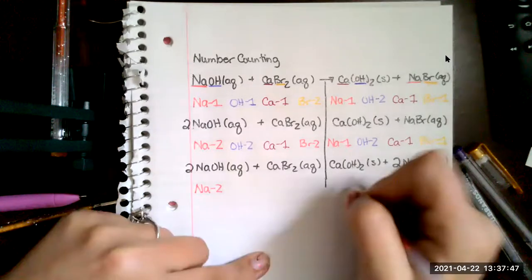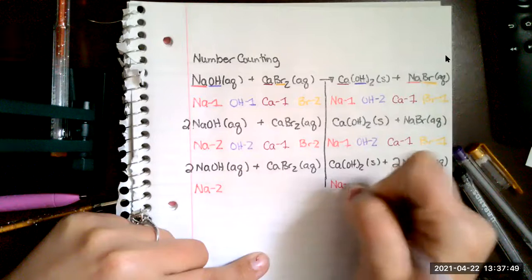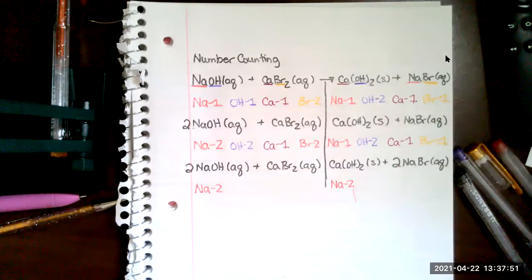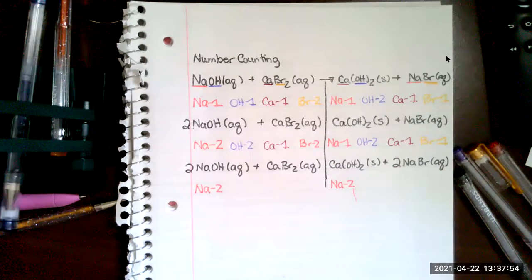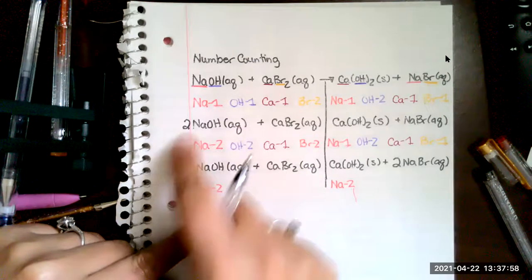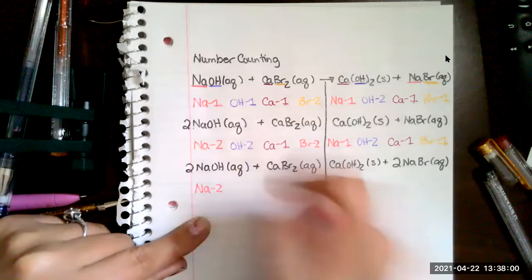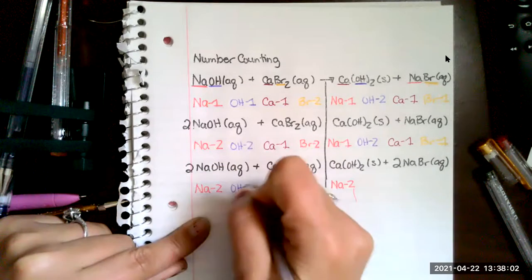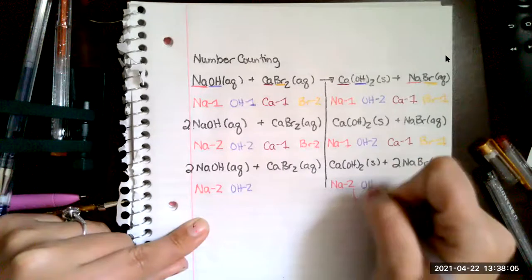We have 2 sodium over here now. Now we have hydroxide. Where did my purple go? Sorry, guys. So over here, we still have 2 hydroxide because 2 times 1 is 2. And over here, we still have 2 hydroxides.